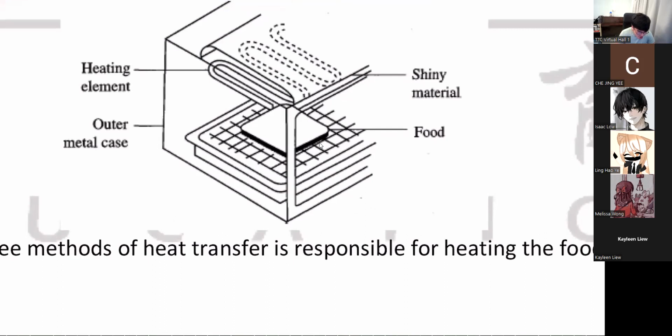Okay, anyway, so what is this shiny material for? Anyone? Why do we put a shiny thing on top? Okay, so what is this for? No, my Korean forgot already. Okay, what is this shiny material for?